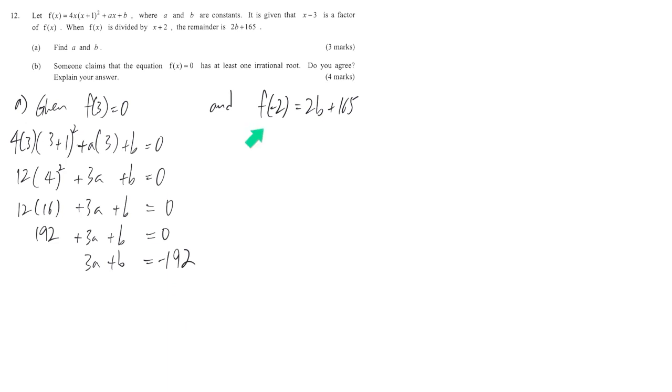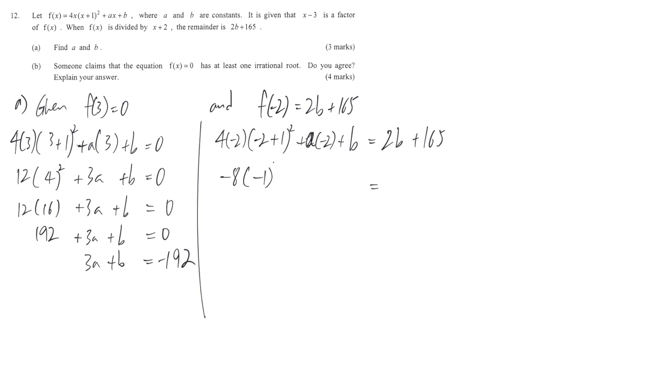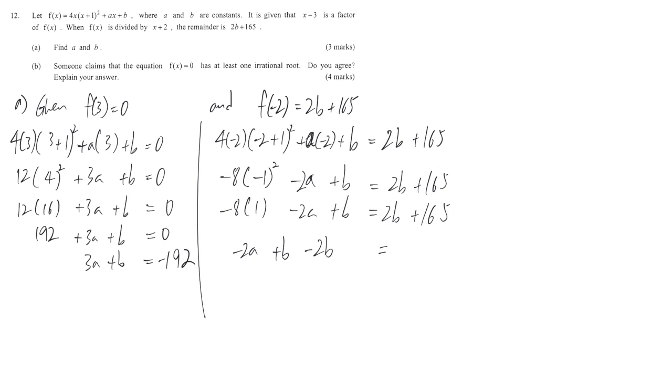We simplify it like how many a plus how many b equal to how many, which is our standard format. So now the second part, we are going to do a similar thing. 4x times (x plus 1) squared plus ax plus b equals 2b plus 165. So we put -2 inside. Again, be very careful when you're simplifying. It's -8 times (-1) squared minus 2a, so -8 minus 2a plus b. We group all b together, minus b, 165 plus 8. So we got -2a minus b equal to 173.